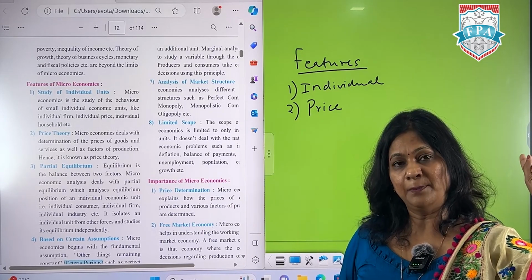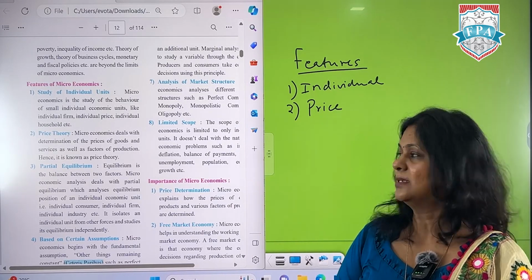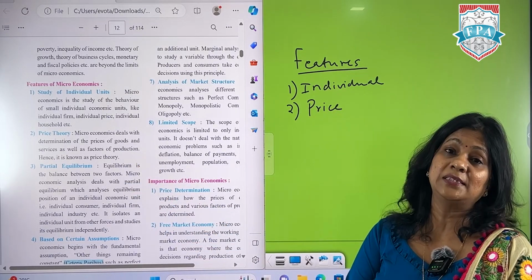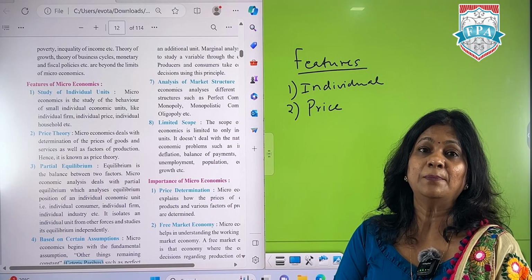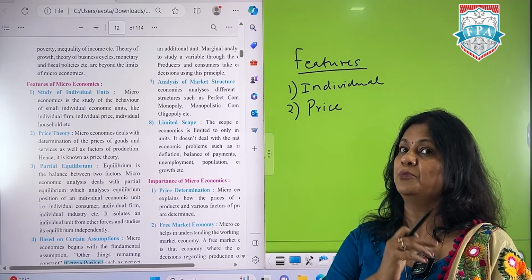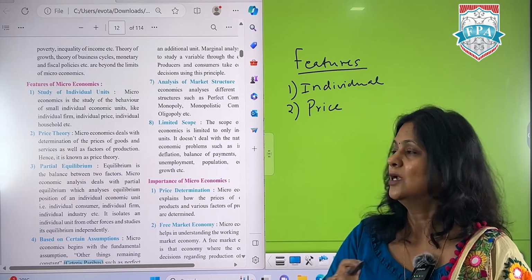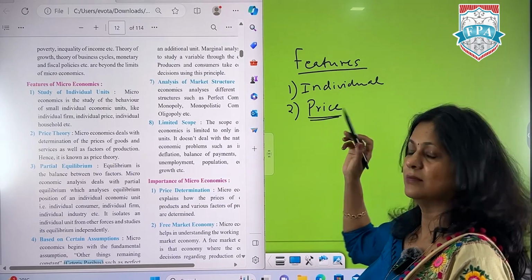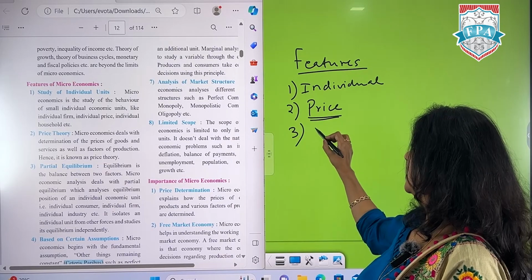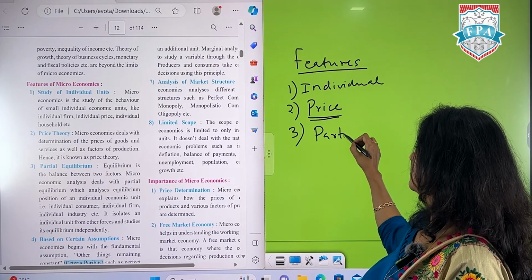Remember product pricing? We talked about demand and supply. Exactly, this is what we are supposed to write down. Microeconomics deals with finding out the price of the goods at which the consumer would be ready to buy and the seller would be ready to sell. So this is a price theory. Please remember this. Third, it is a theory of partial equilibrium.